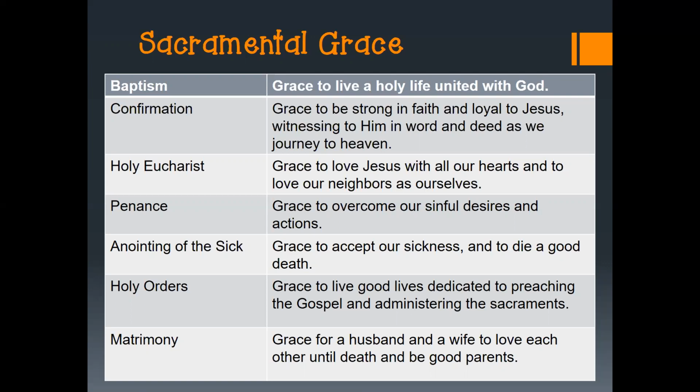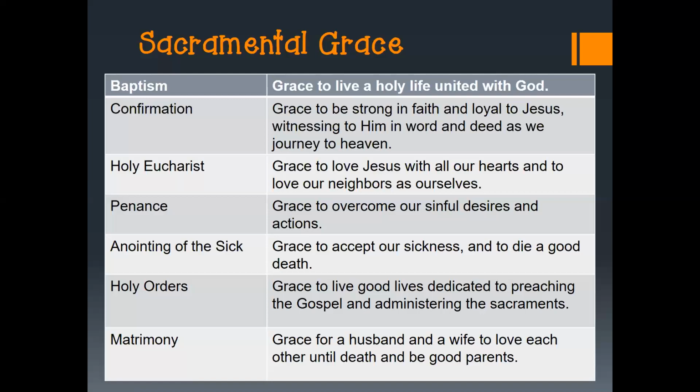Then there's confirmation, which is grace to be strong in faith and loyal to Jesus, witnessing to him in word and deed as we journey to heaven. The witness aspect is very important because in baptism, you have your parents and your godparents making those commitments for you to live a holy and devout life. But with confirmation, you are being called to act out and live that life yourself, since you are old enough and you've learned enough about your faith to make that choice.